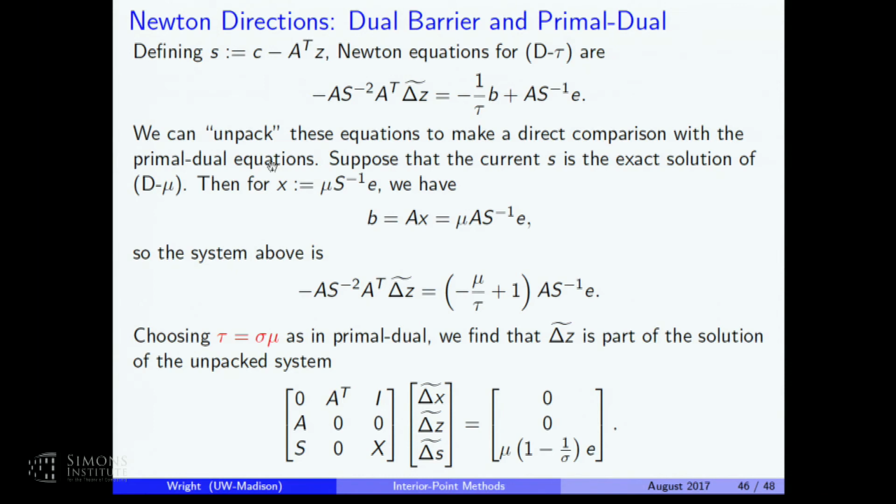The A S inverse times e term turns out to be just A times x, which is equal to b. So I can mash these two terms together and write them like that. And then if I unpack that a little bit, this is all just basic messing around on a sheet of paper with some linear algebra. I can show that the delta of z tilde is part of the solution of this system. And this is exactly the coefficient matrix that cropped up in the Primal-Dual setting. This is very much like the right-hand side that cropped up in the Primal-Dual setting. The first two components are 0, just like they were in the Primal-Dual system. Here they're 0 by design because of the way that I've defined x and s.